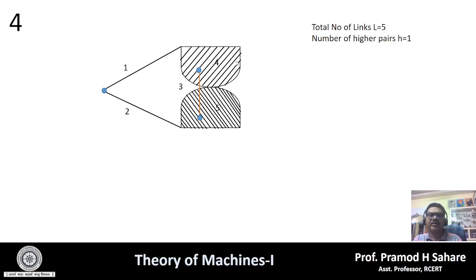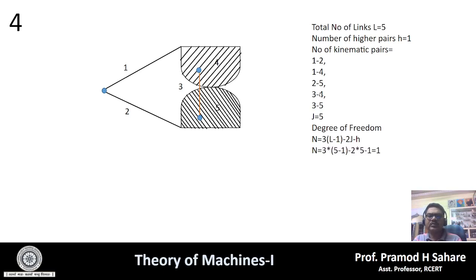Then the kinematic pairs will be 1 to 2, 1 to 4, then 2 to 5, then 3 to 4, then 3 to 5, so total will be 5. Okay, then degrees of freedom, we'll put the values. So after putting values, we'll get 1 degree of freedom. So it is only having one motion.